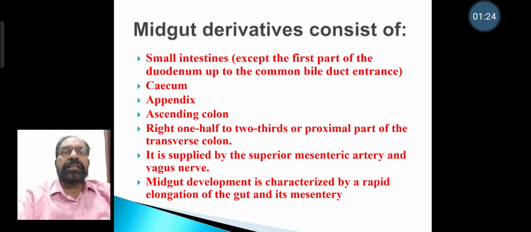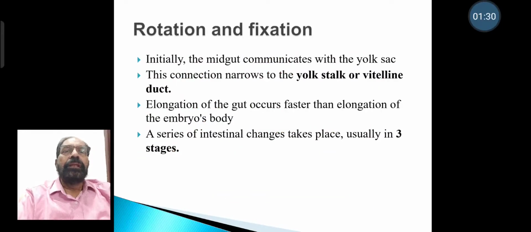Midgut development is characterized by a rapid elongation of the gut and its mesentery. Initially, the midgut communicates with the yolk sac. This connection narrows to the yolk stalk, also called the vitelline duct. Elongation of the gut occurs faster than the elongation of the embryo body. A series of intestinal changes take place, usually in 3 stages.